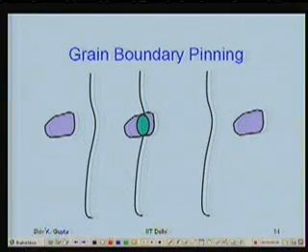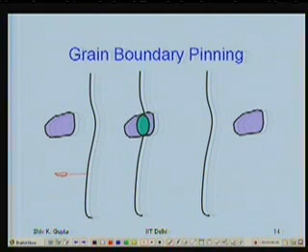Let's look at the grain boundaries, which are pinned on the second phase particle. Here is the second phase particle, which is lying in this grain. And this is the grain boundary which is trying to migrate. And it's trying to migrate in this direction. I have certain grain boundary energy stored in the material, and I also have certain interfacial energy stored in the material.